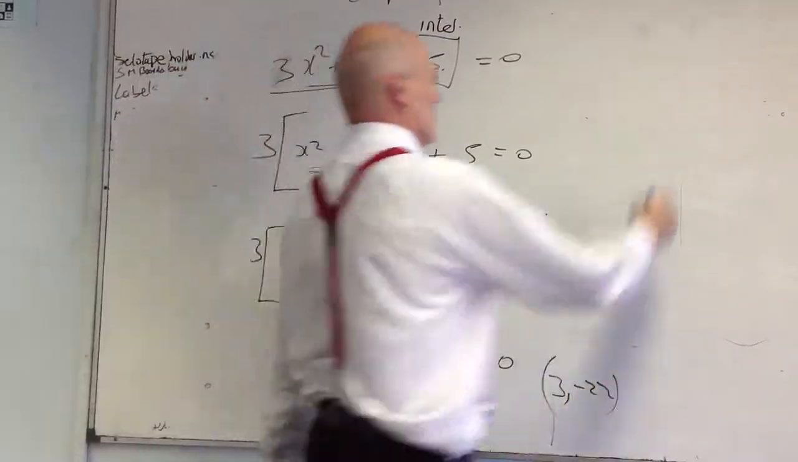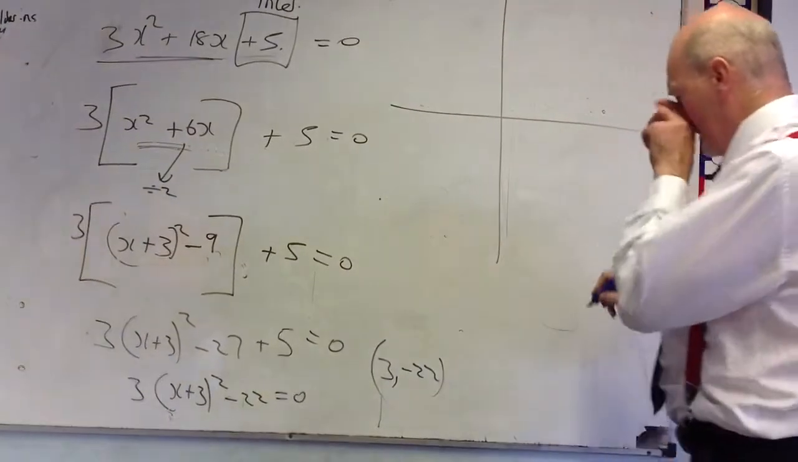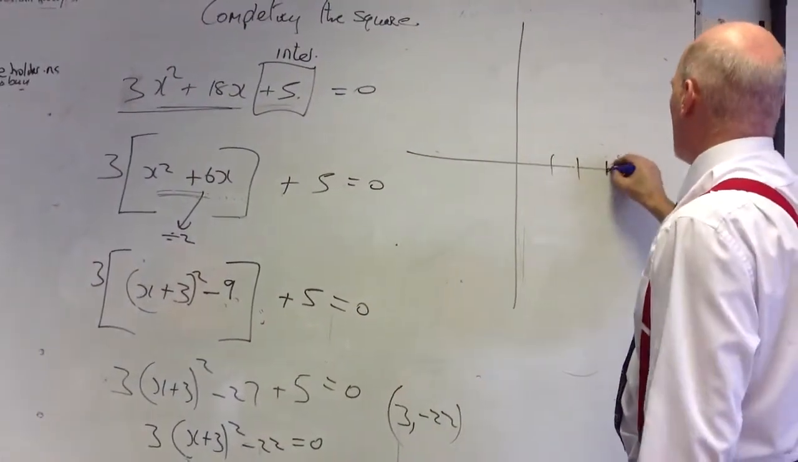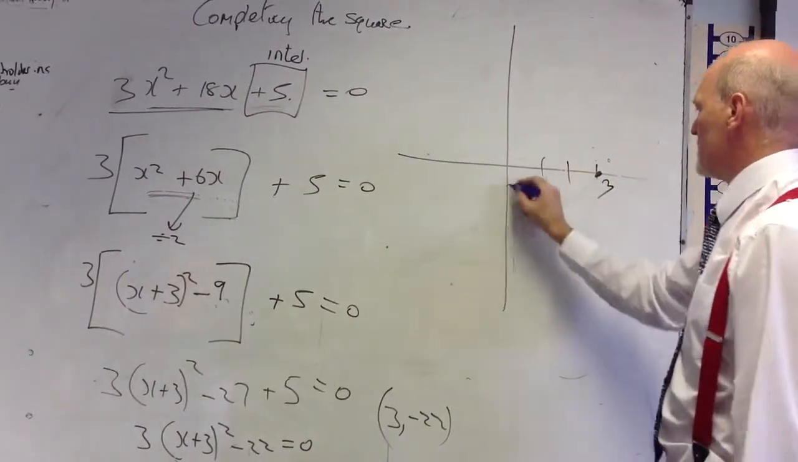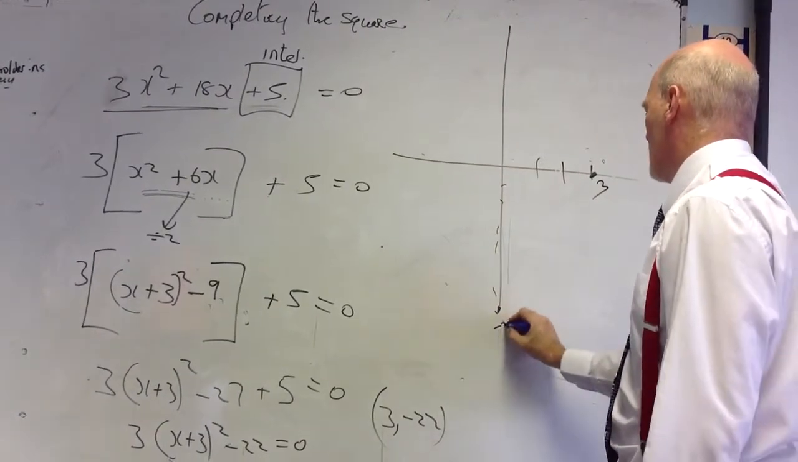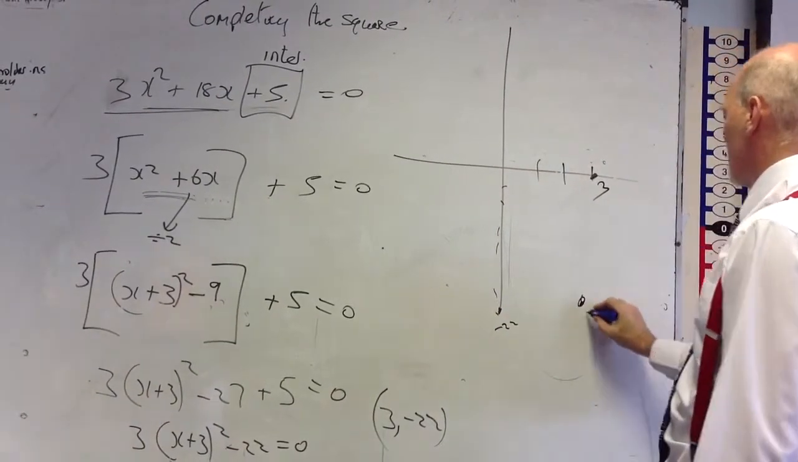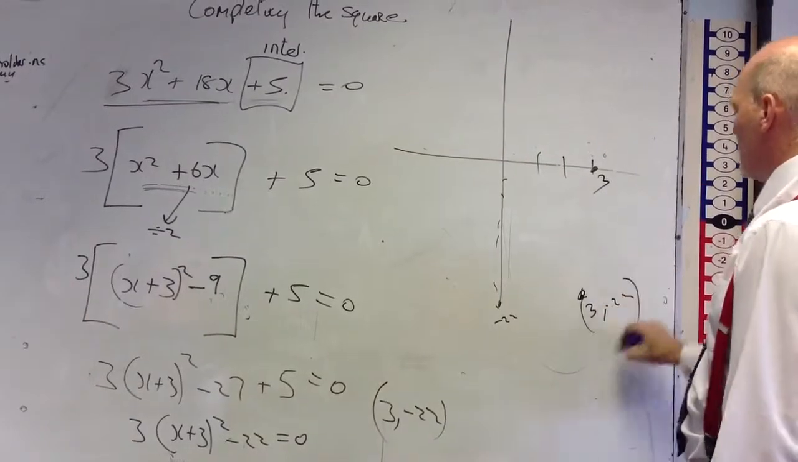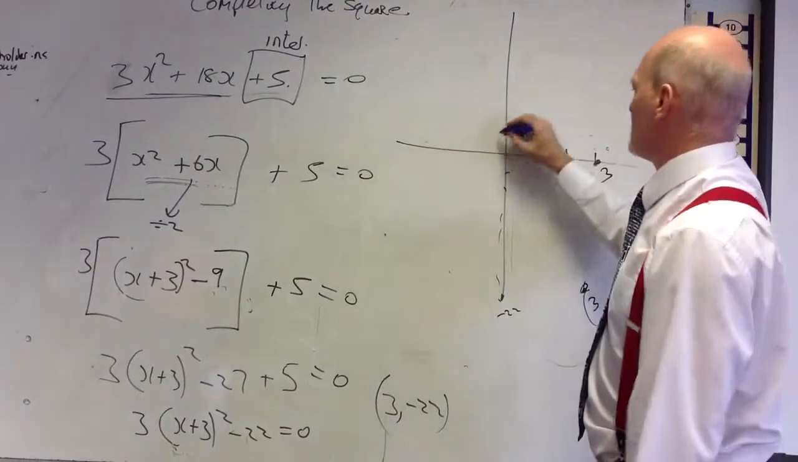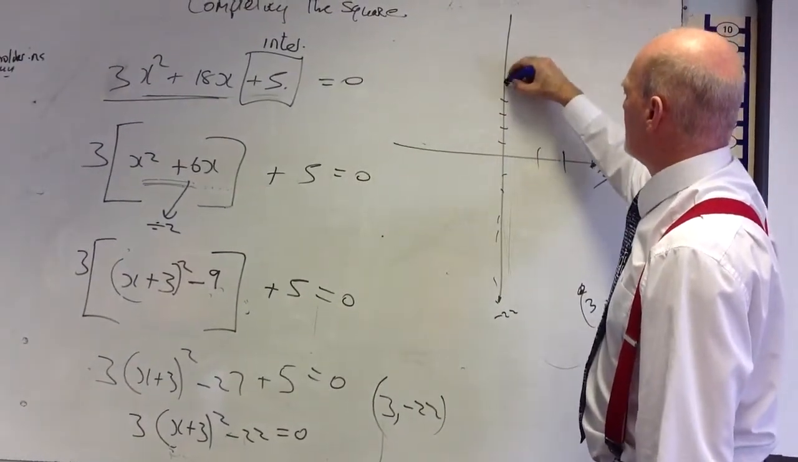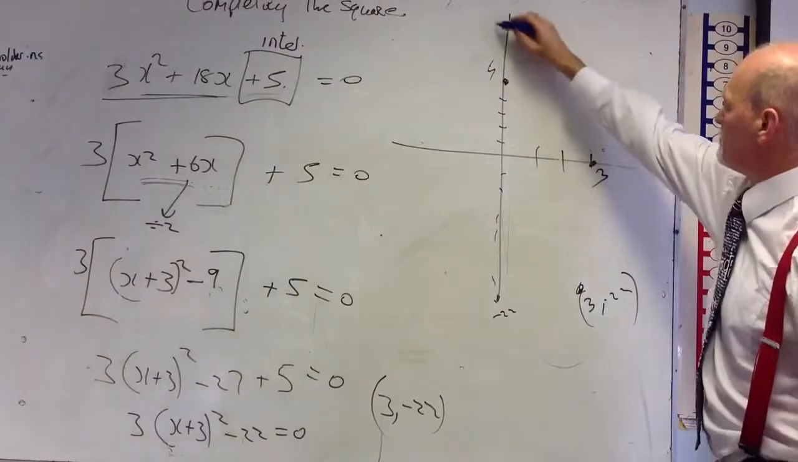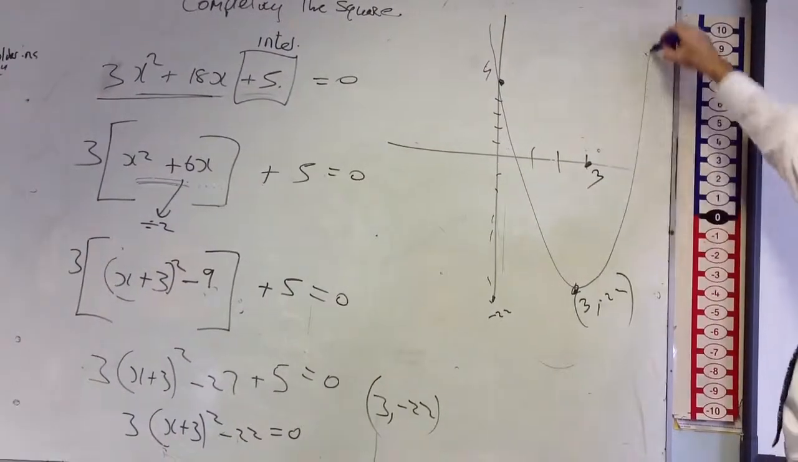So if I sketched it, I could go to minus 3 and down to minus 22. There. That would be my minimum. My intercept is at 5. So my graph probably looks something like this.